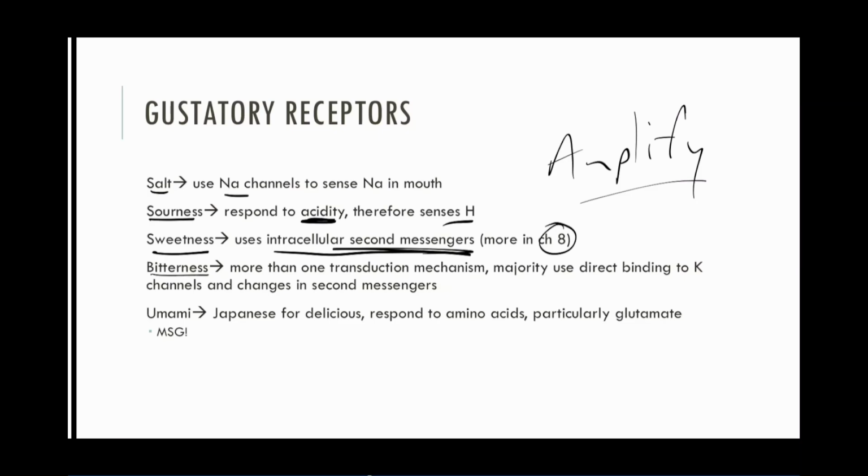Bitterness, a bunch of different mechanisms, but the majority is potassium channels and changes in secondary messengers. Bitterness is something we do not like. It is an evolutionary safety mechanism, so we don't eat bad food or bad mushrooms or whatever. If we taste something bitter, we spit it out. Okay, so our bodies are made so that if we have something bitter, we don't eat it.